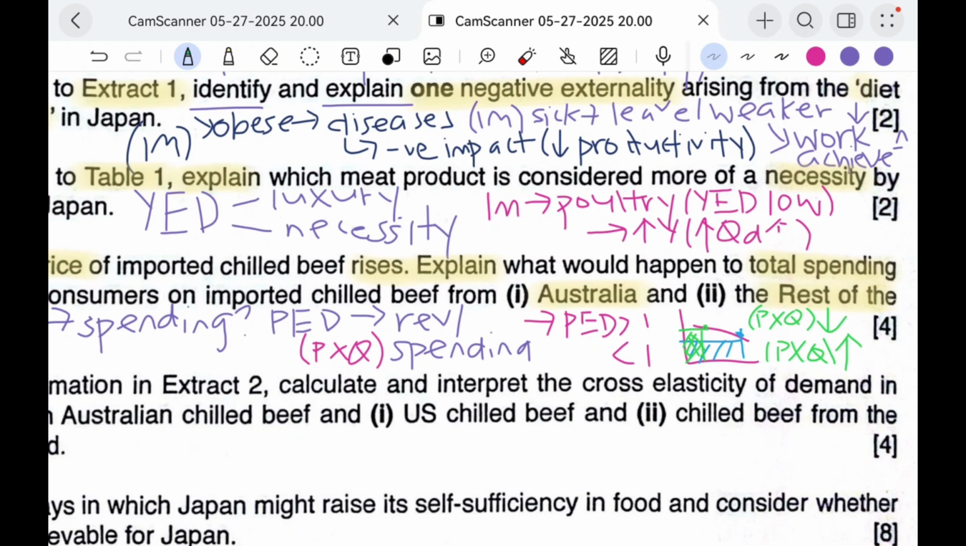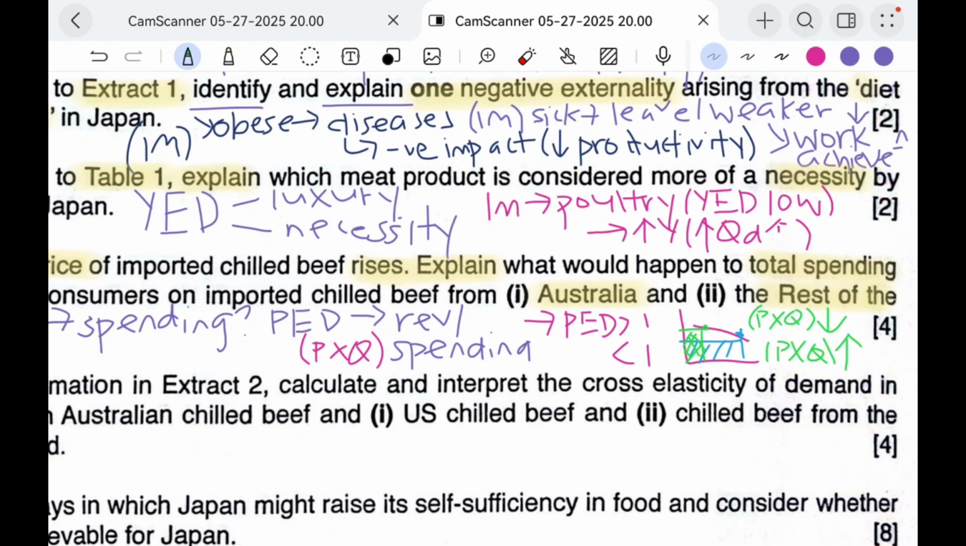While if your PED is less than 1, the increase in price of the beef will lead to a less than proportionate drop in quantity demanded. Then it doesn't decrease your spending so much, because now you have a price increase higher than your quantity demanded decrease. So it's about how the P and Q shift relative to the PED value.